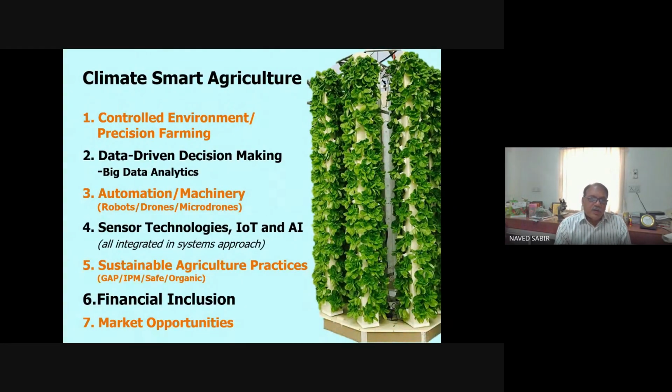So climate smart agriculture does this, the control of the environment with as much precision as possible. The thing is that it is digitally driven, and it is generating the precise data and big data for the automatic analysis and automation of the machinery like robots, drones, micro drones, fertigation machines. They are all actually using the sensor technologies and Internet of Things, so that the entire system is connected to each other.